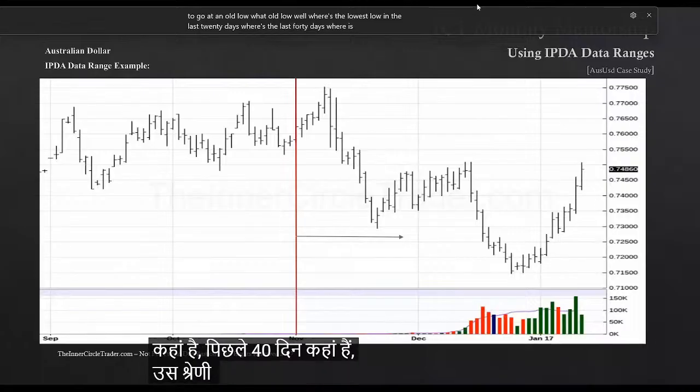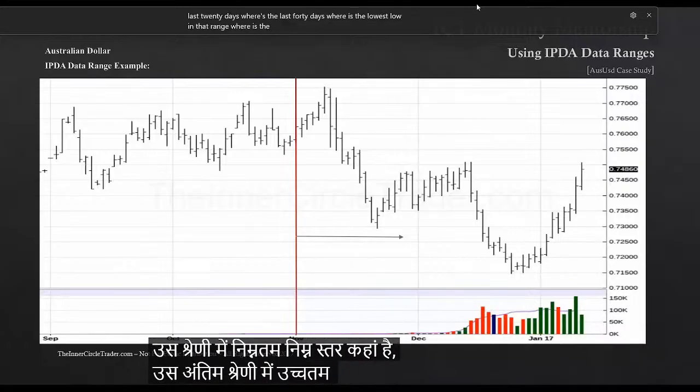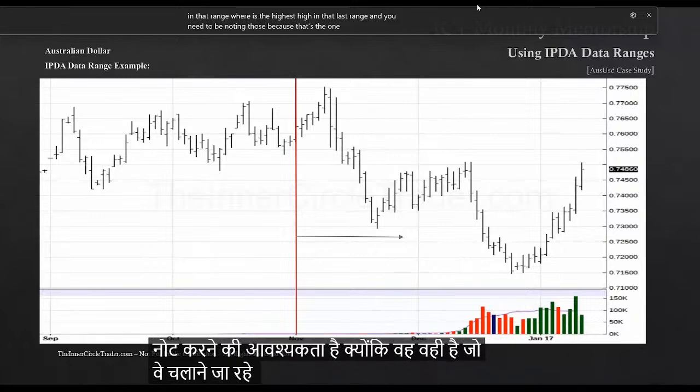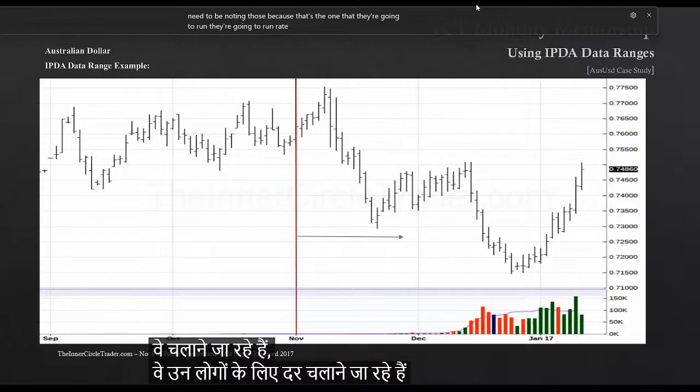Where's the lowest low in that range? Where's the highest high in that last range? And you need to be noting those, because that's the one they're going to run. They're going to run right for those.